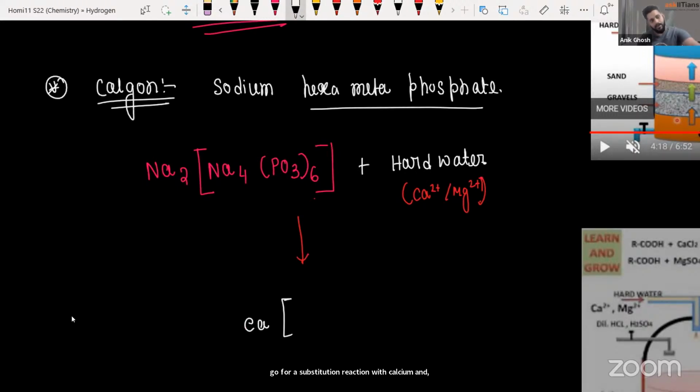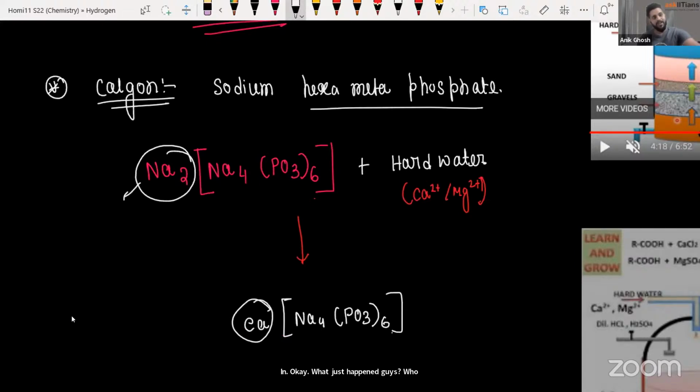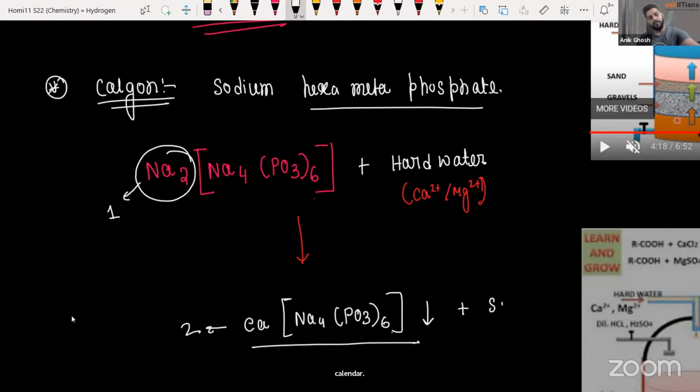So Ca, Na4. What just happened, guys? Two sodium got replaced by one calcium, because sodium's valence is 1 and calcium's valence is 2. For obvious reasons. So as a result, we got a precipitate of calcium hexametaphosphate and sodium salt. So I guess the permutit and Calgon methods look the same to you. The only difference is the compound. Over there it is zeolite, over here it is Calgon, right?